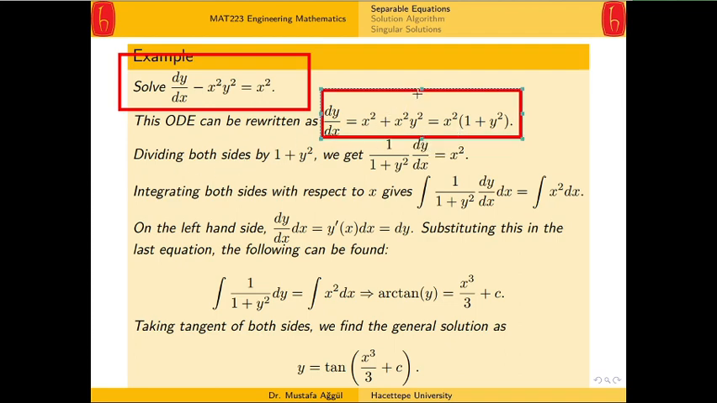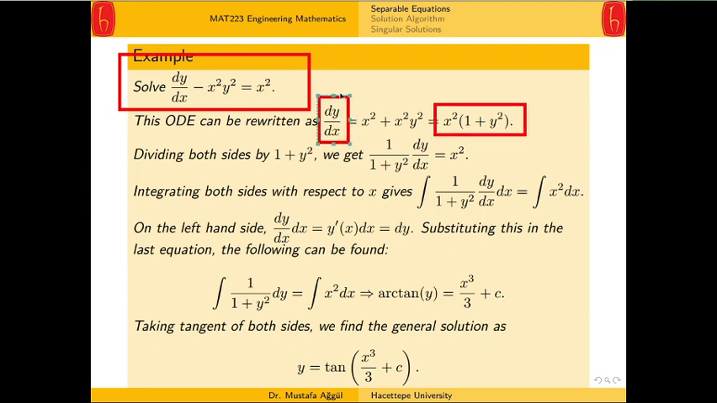Okay, so now what's gonna happen next? We divide both sides. We consider this as the right hand side, and this is the left hand side. We divide both sides by 1 plus y squared. When we do that, we will end up with this term. So it is basically dividing both sides, so that we will have x squared on the right hand side and some fraction times dy dx on the left hand side.